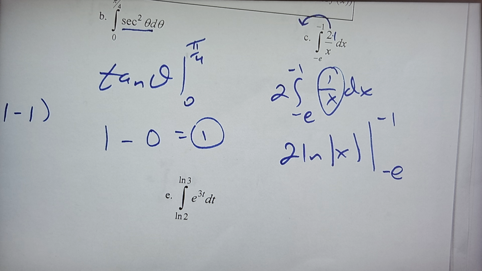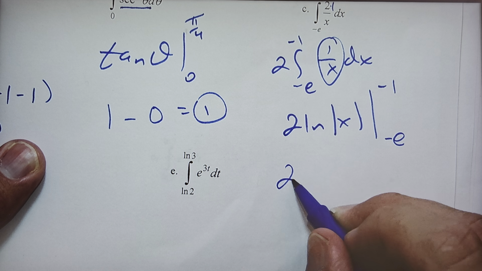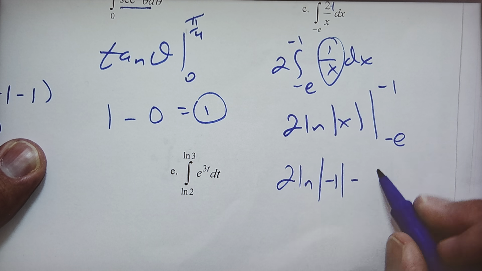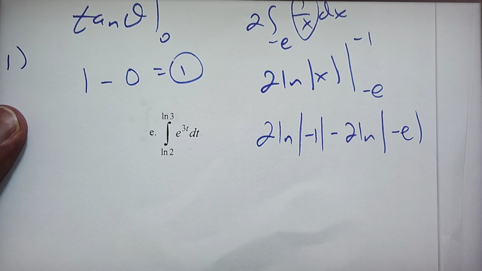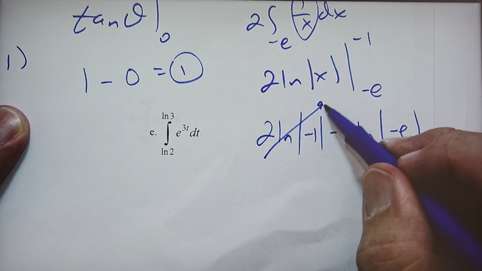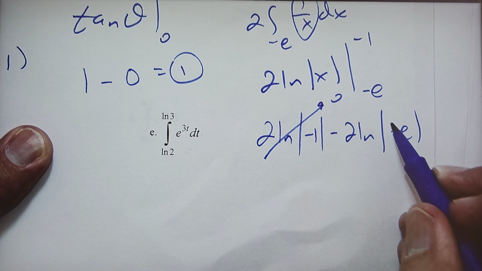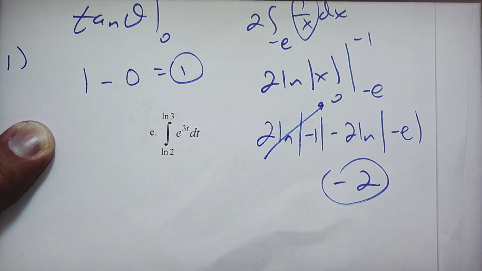Okay. Now what do I do? You just plug in the negative. Plug in the -1, minus, plug in the negative e. What's the absolute value of -1? 1. What's the natural log of 1? 0. What's the absolute value of negative e? e. What's the natural log of e? 1. Okay.